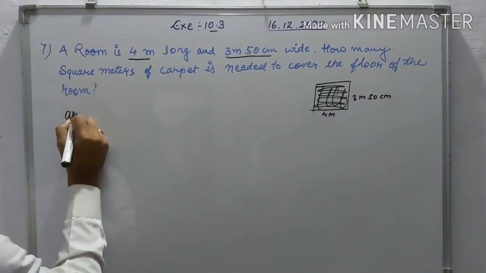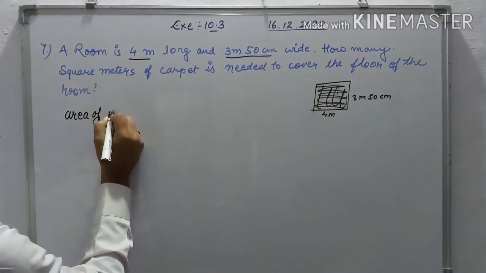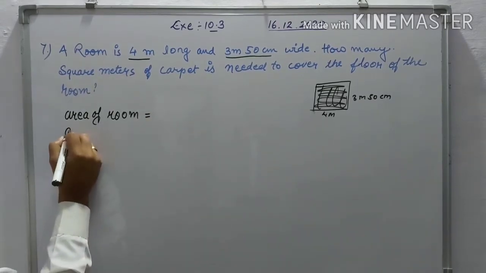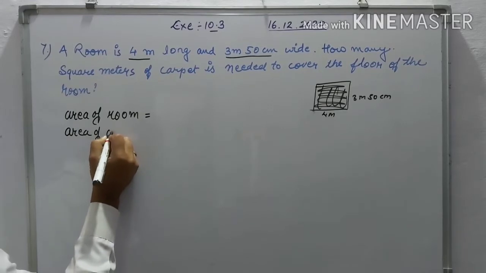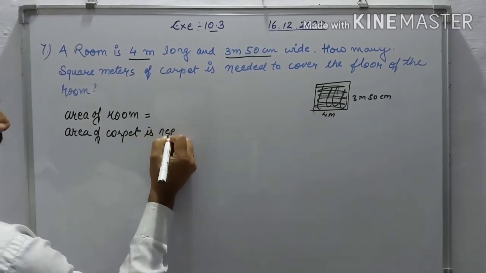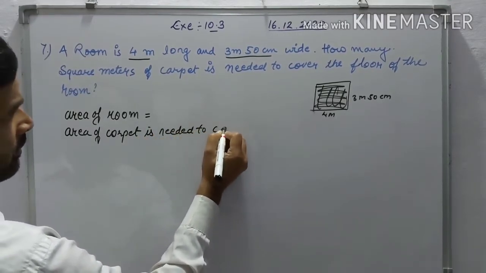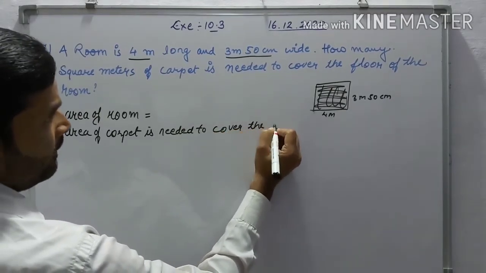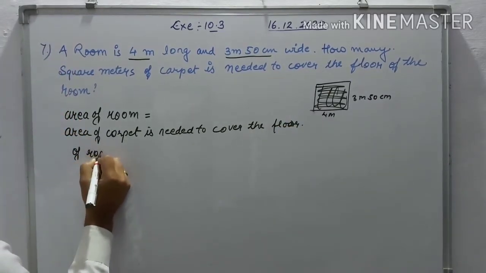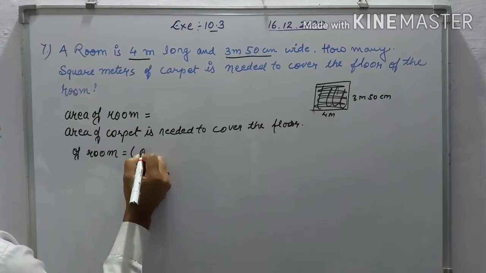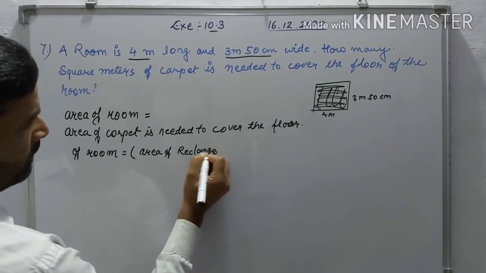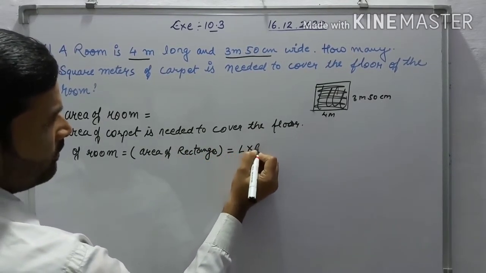Now the area of the room. Area of room means the area of carpet needed to cover the floor of the room is the area of a rectangle, which is equal to L into B.